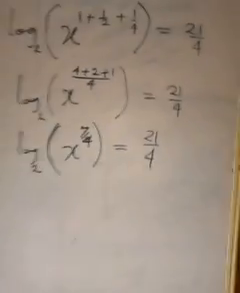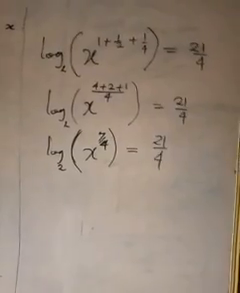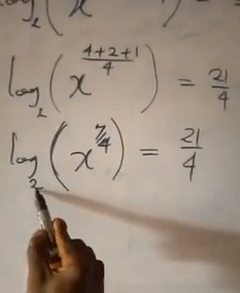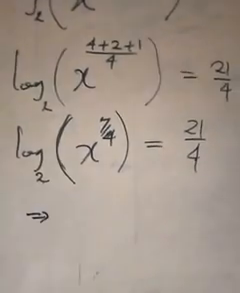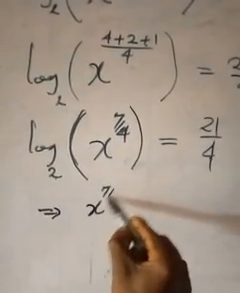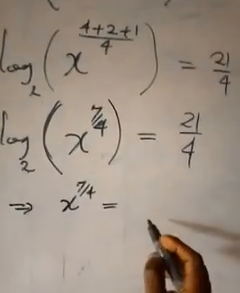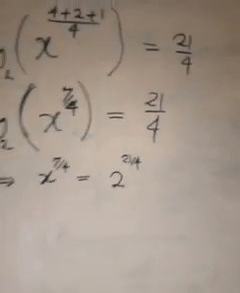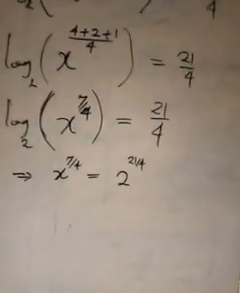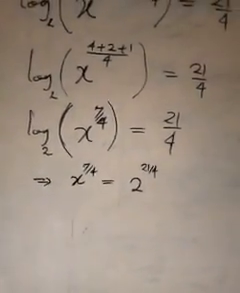So what is next here now is to apply the law, that is the relationship between logarithm and indices. The base that will be here is going to take this one as its power. This implies x raised to the power 7 over 4 is equal to 2 raised to the power 21 over 4. Now, how are we going to solve for our x? We can't divide both sides by 7 over 4. It's not possible. What we do is we now go back to our law of indices.